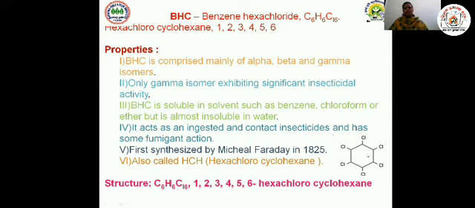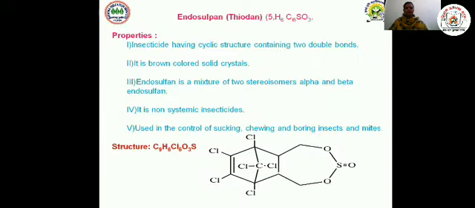Here, on the benzene ring at 1, 2, 3, 4, 5, 6 carbon atoms, chlorine is present. That's why 6 is there, benzene ring. C6H6Cl6, or another name is 1, 2, 3, 4, 5, 6 hexachlorocyclohexane.